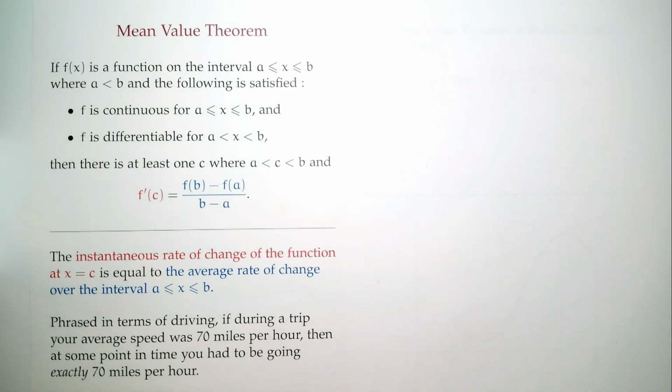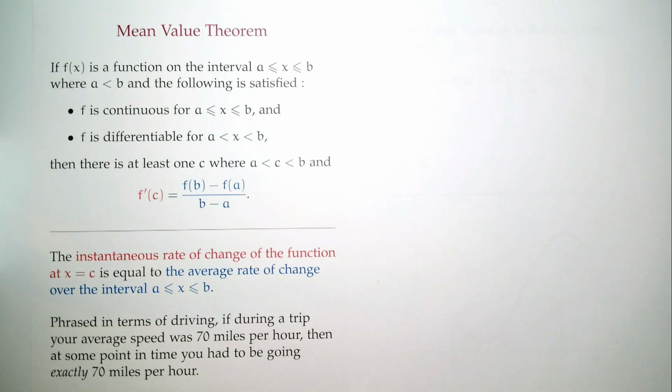What can we say? Well, it says the following. We have this nice function. It's continuous from a to b, including the endpoints, and it's differentiable between a and b. Then what has to be true is that there's some point in the middle, some point away from the endpoints, where the derivative at that point, f prime of c, is equal to f of b minus f of a over b minus a.